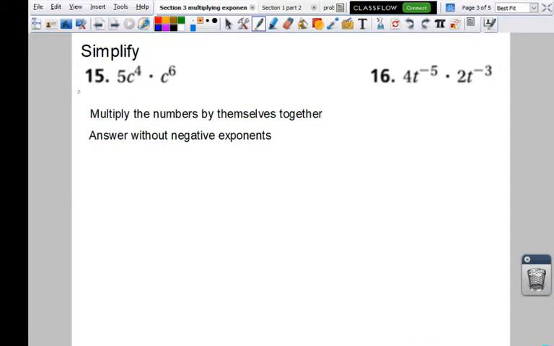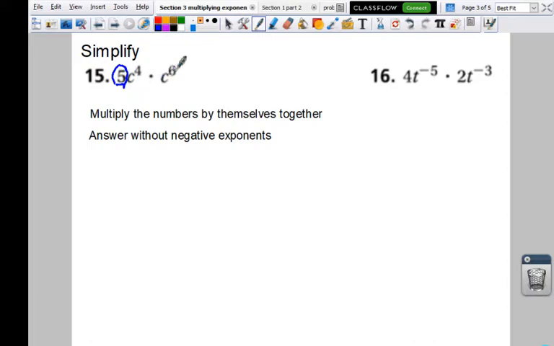Okay. So on this one, it's a little different. I have 5 c to the 4 times c to the 6. I have just this regular number 5 out here, right? So it is possible. If there are regular numbers, because there's no exponent on this 5. There's an exponent on this c, but there's no exponent on this 5. When you have regular numbers, you just multiply them together like normal.